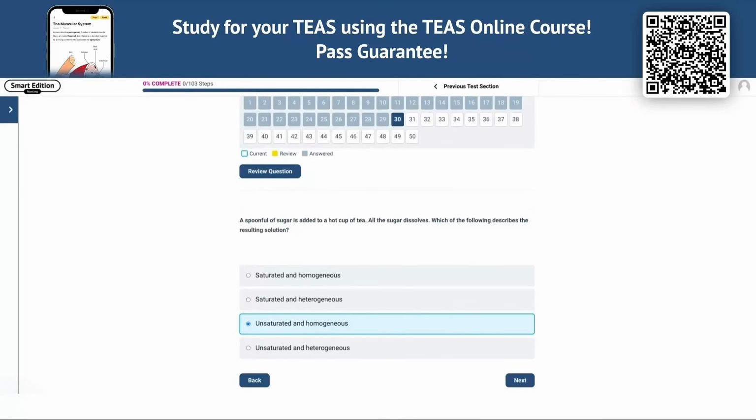It's not completely saturated. The second part of this answer is the solution is homogeneous because the sugar completely dissolves in the tea and you cannot see any distinct layers of separation. Meaning the tea and the sugar have become completely mixed in a uniform fashion at a molecular level. Once that sugar is in the tea, you really can't take the sugar out of it. You can add more sugar to it, but you can't take the sugar out of it. Once it's mixed, it's mixed. So that is why the correct answer is C.